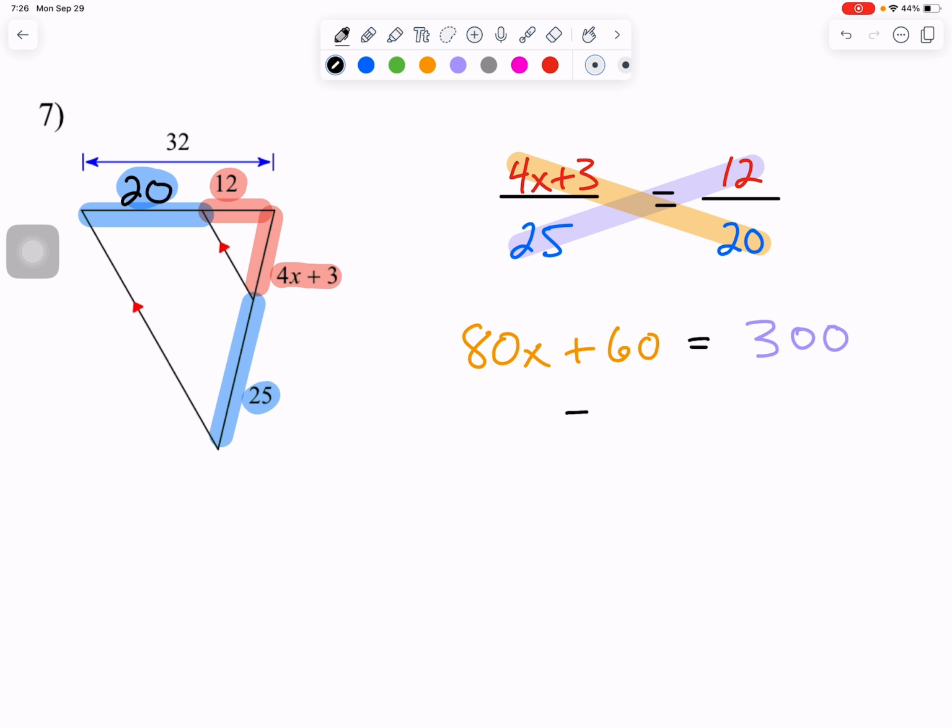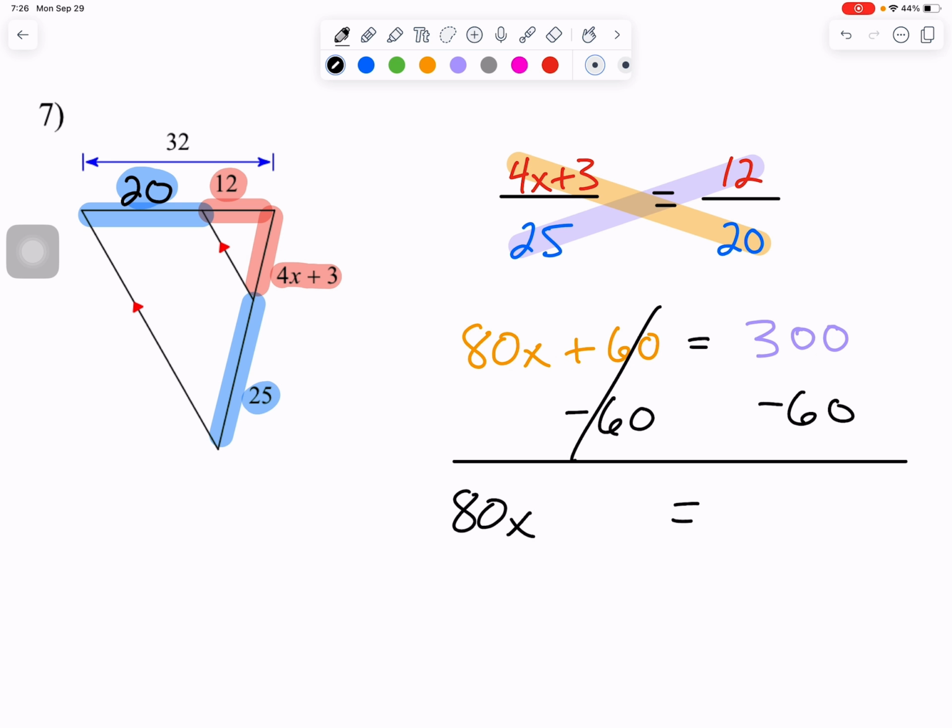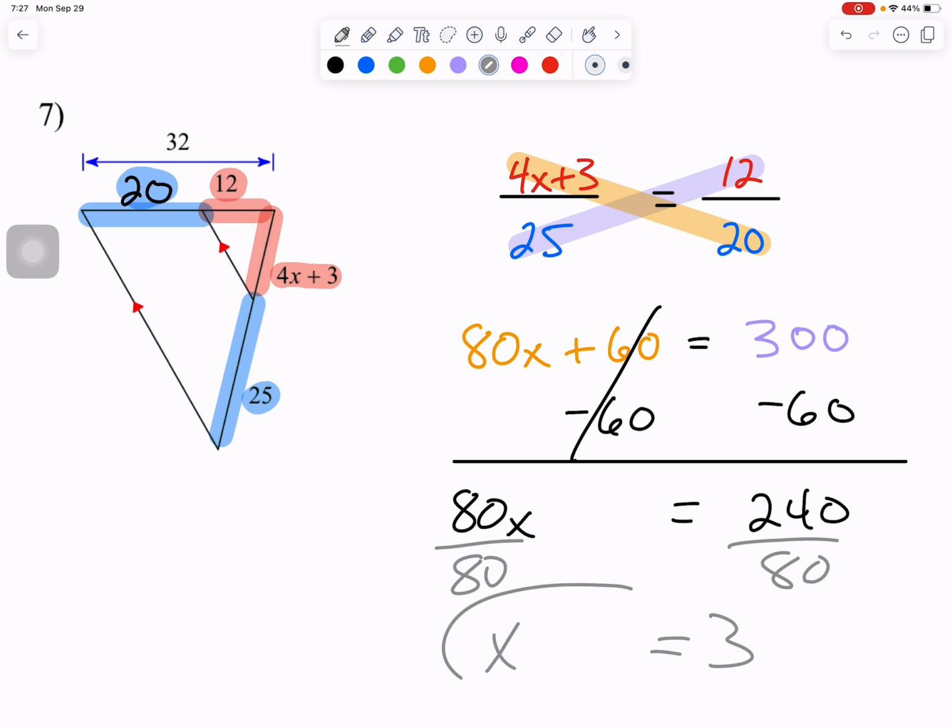So get rid of the plus 60 by a minus 60. What we do to one side, we, yes, do to the other. Your 80x comes down. 60 minus 60s, bring down your equals. 300 minus 60 is 240. We will divide each side by 80, giving us x equals 3.